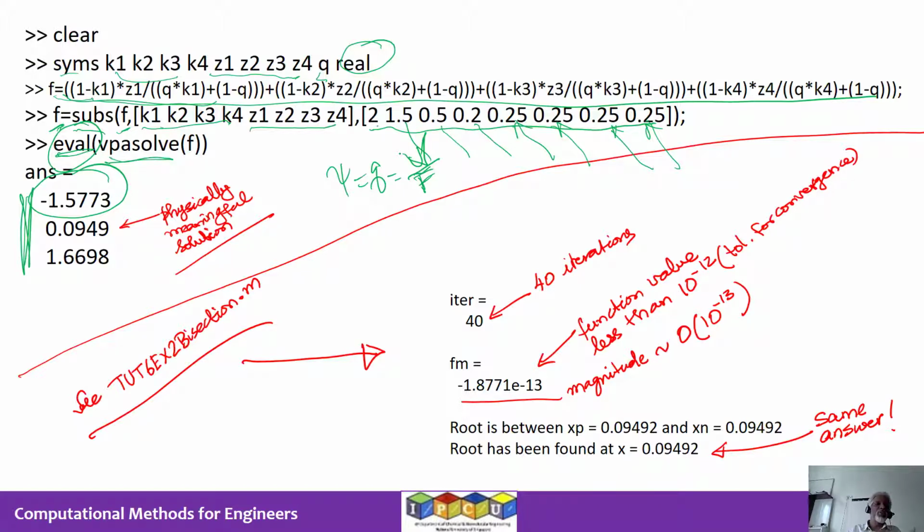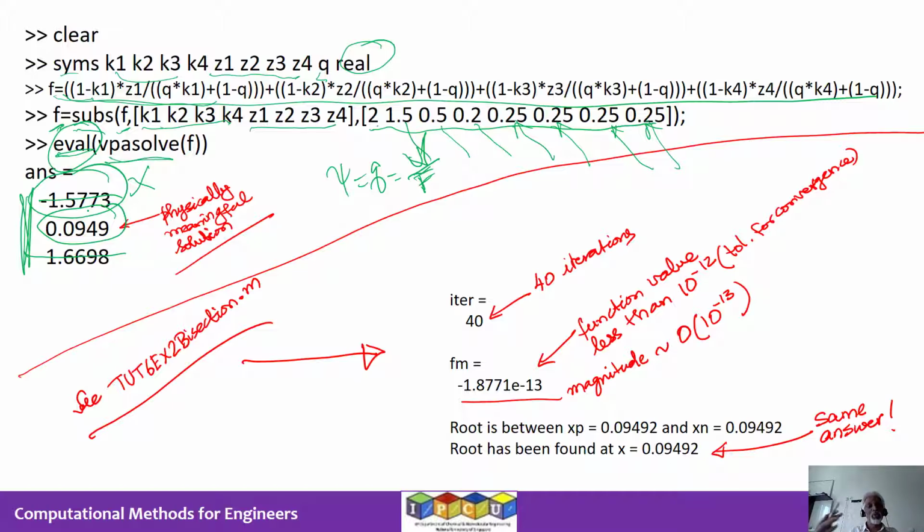So this root is mathematically okay, but physically this is absurd. This is also physically absurd. So the physically meaningful solution is Q equal to 0.0949. The bisection method we have already looked at in the context of several problems.